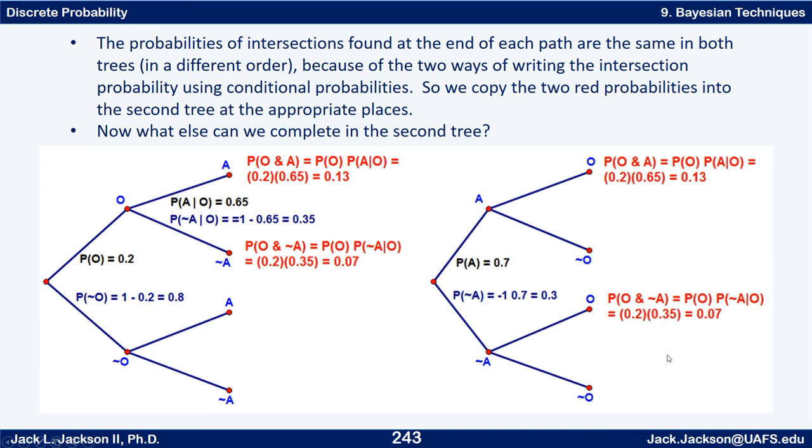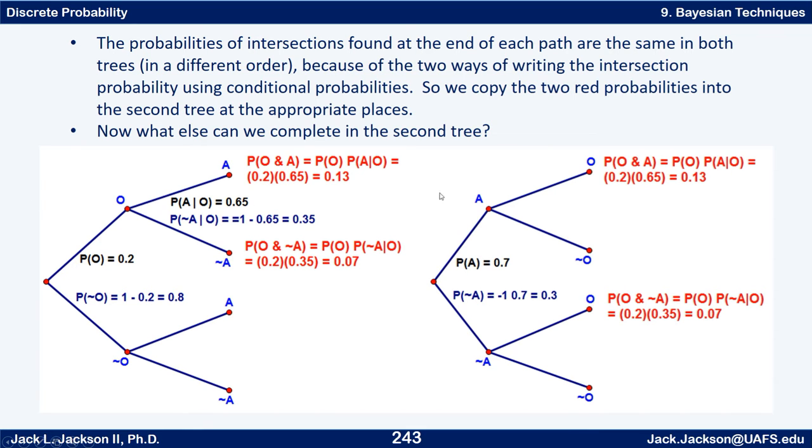All right? Now let's focus on the second tree a minute. We have the two probabilities of these two edges, and we have these two at the end. Can we figure out something else in this tree? Specifically, how about this edge and that one? See if you can do that now.